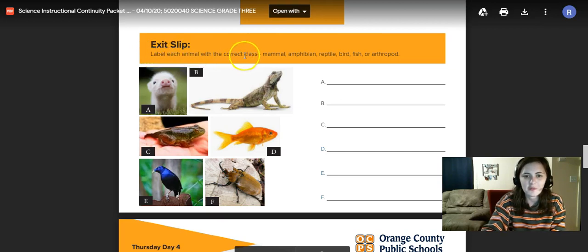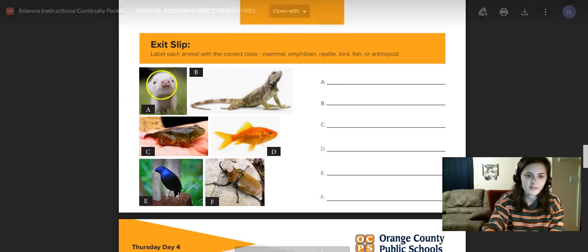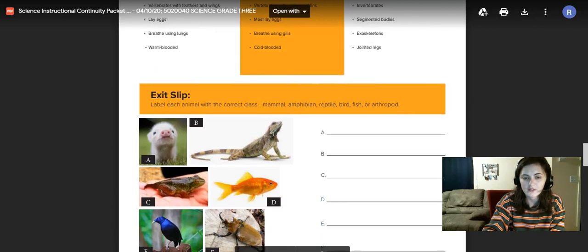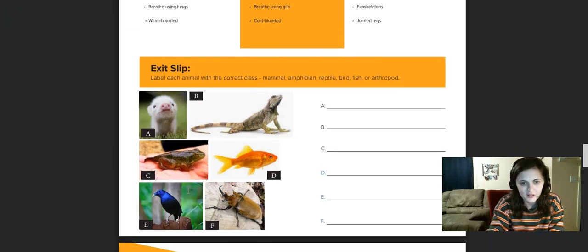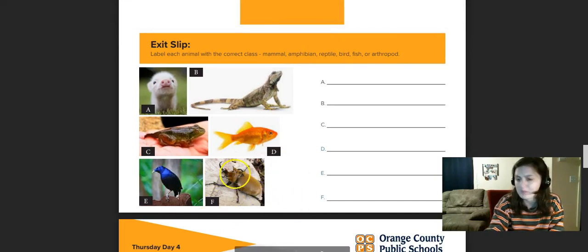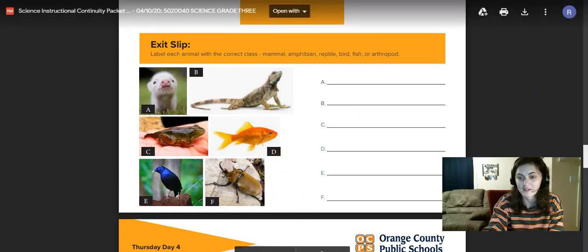Label each animal with the correct class. Are they a mammal, amphibian, reptile, bird, fish, or arthropod? So you're looking at this pig and thinking, is it a mammal, amphibian, reptile, bird, fish, or arthropod? I'm not going to give you the answers to these because I do want you to go ahead and look back in your notes here to figure this out. This is an iguana. It looks like that's a frog, a fish, some sort of bird, and a beetle of some sort. It's a scary looking beetle. Ugh.